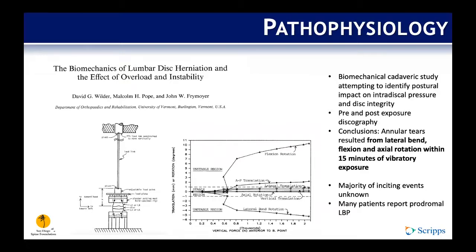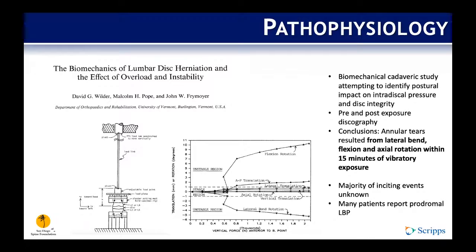So this is just, again, I'm trying to talk to, looking at this patient in particular. I thought this was an interesting study looking at the biomechanics, at least in regards to his lumbar complaints. This was a study looking at the pathophysiology of lumbar disc herniation, and they looked at a variety of different exposures using this apparatus you can see over on the left. And their conclusions were that the combination of a lateral bend, flexion, and axial rotation within 15 minutes of vibratory exposure may put you at risk for an annular tear and subsequent herniation of the nucleus pulposus in vivo.